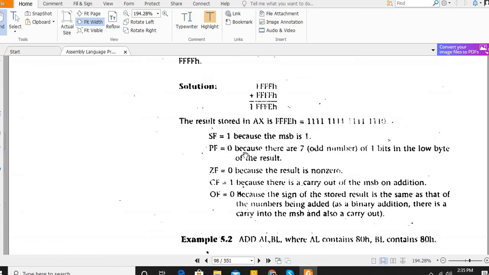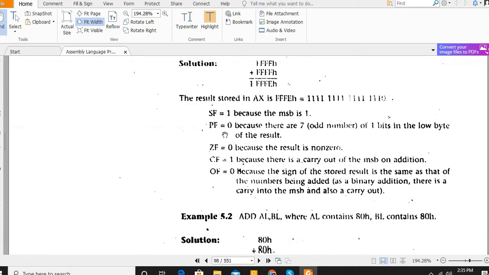Parity flag is 0. Why is it 0? Because you have 7 ones, an odd number. If it is an even number of 1 bits, like 6, then PF is equal to 1. Okay, that means it's odd parity. PF equals 0 means it's odd parity. ZF equals 0. Why is it 0? Because your result is not 0. If your result is 0, then ZF will be 1.